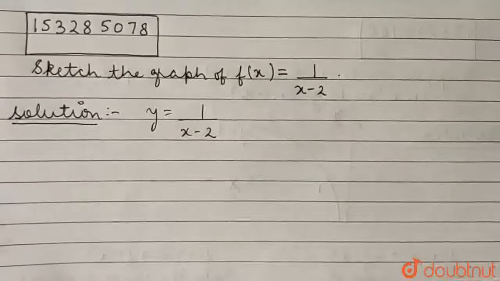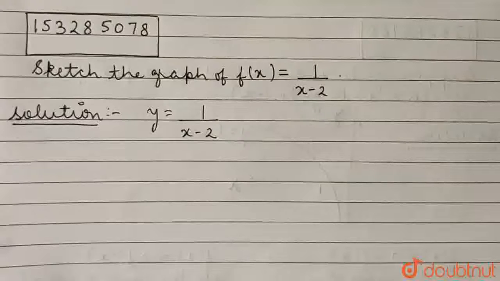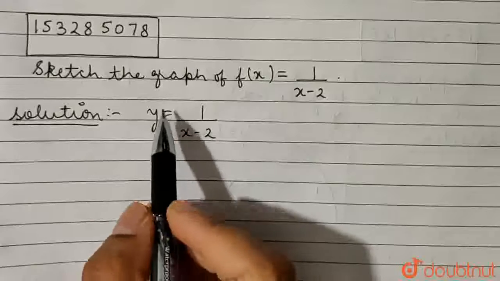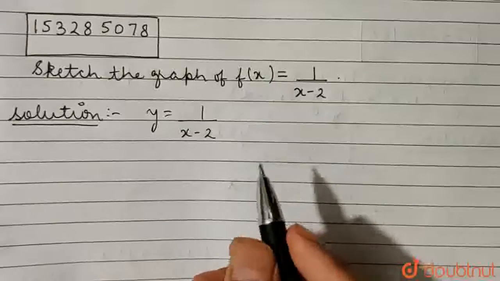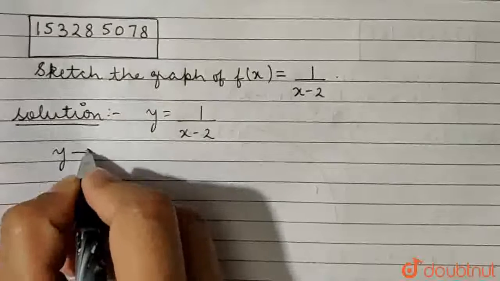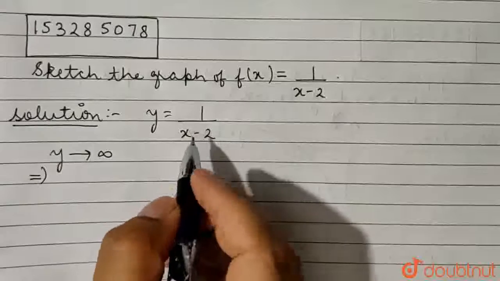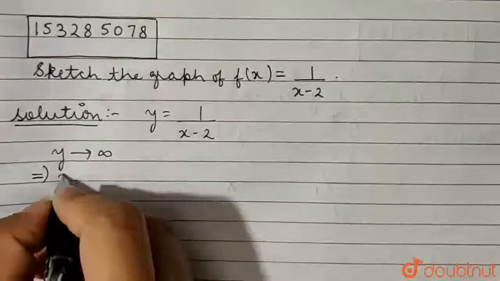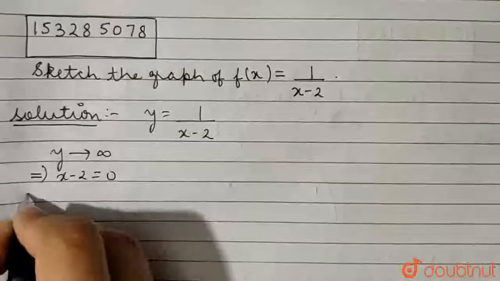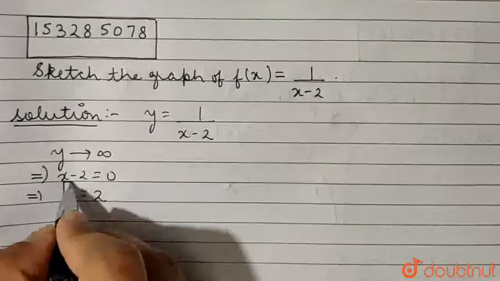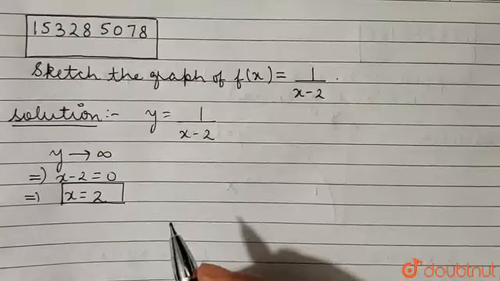So in simpler terms, it means that we need to find the points at which x and y tend to infinity. So now taking f(x) equal to y, we have y is equal to 1 upon x minus 2. Now if y tends to infinity, this implies that the denominator x minus 2 must be 0, which further implies that x must be equal to 2. That means x equal to 2 is one of the asymptotes.